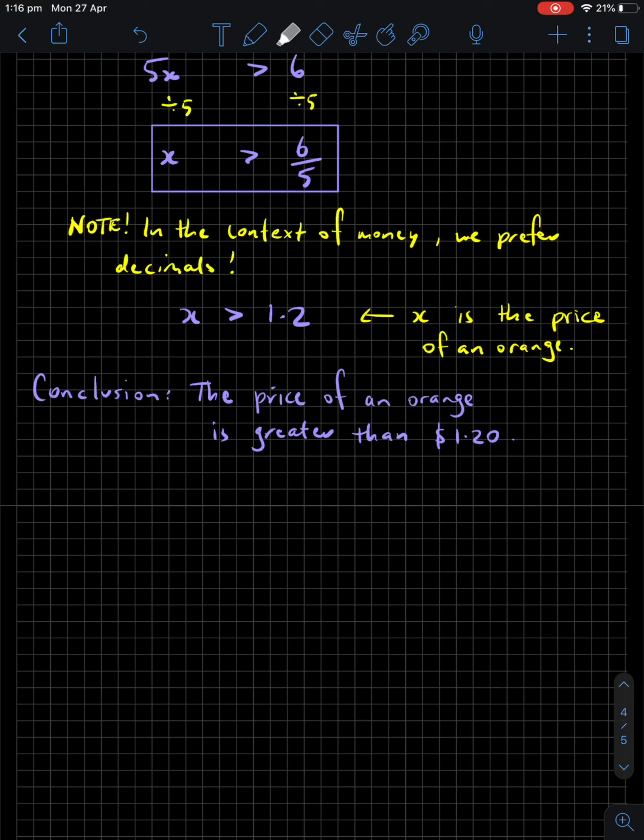Well, 1.2 in terms of money or the price of an orange, 1.2 is the same as $1.20. And we're saying that X is greater than $1.20. So that's saying that the price of an orange, which was X, has to be more than $1.20. So that's why he didn't have enough money. The oranges are too much. They were more than $1.20 each, and he couldn't afford it if they're more than this amount.